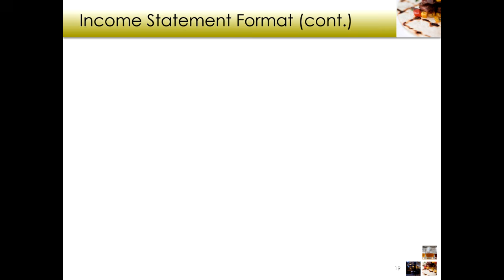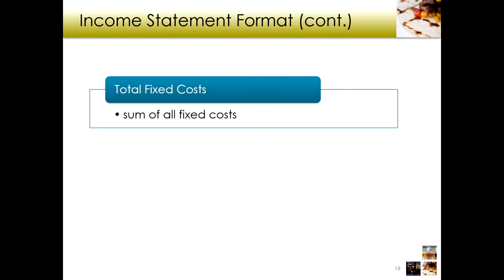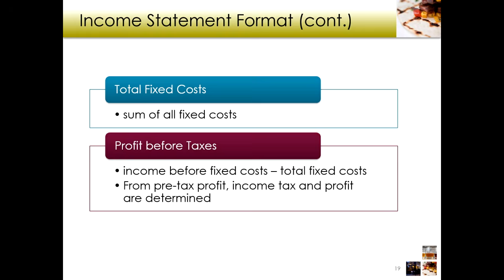So now we're getting into the final bottom of our income statement. So we've got our total fixed costs, and then we've got profit before taxes. So our income before taxes. What are you going to get taxed on? Not your total sales, because that's not the money you actually made. You're going to get taxed on your profit, okay?